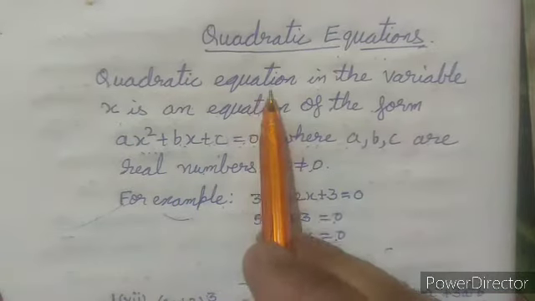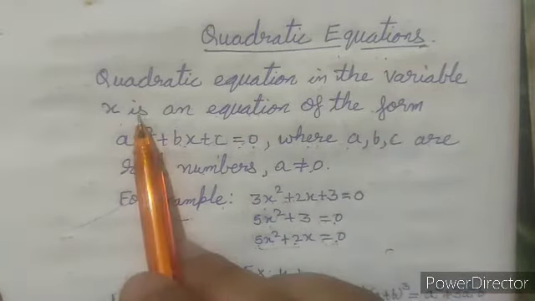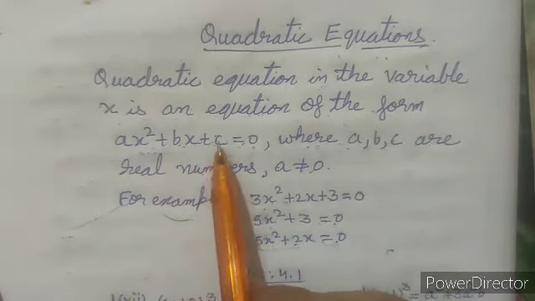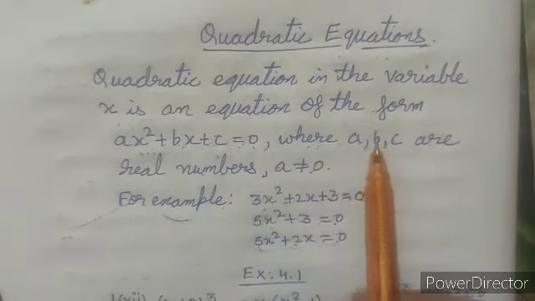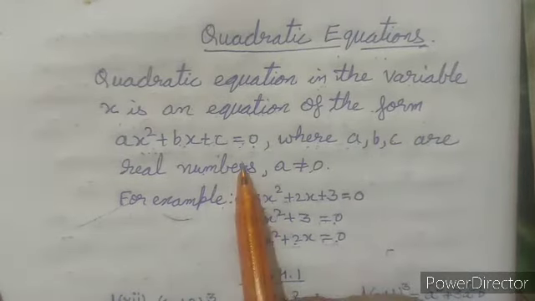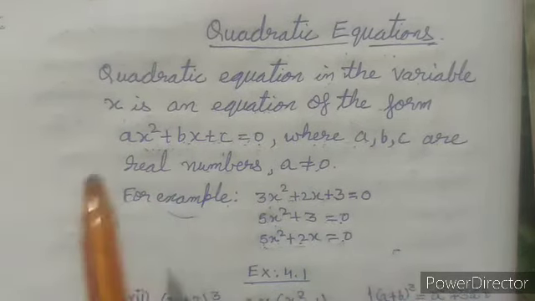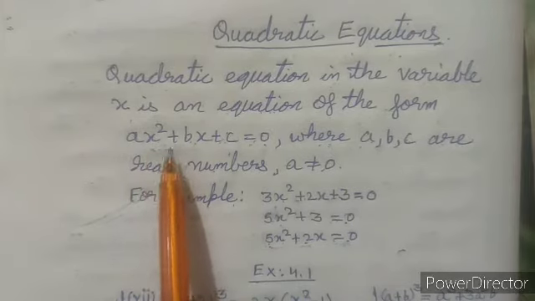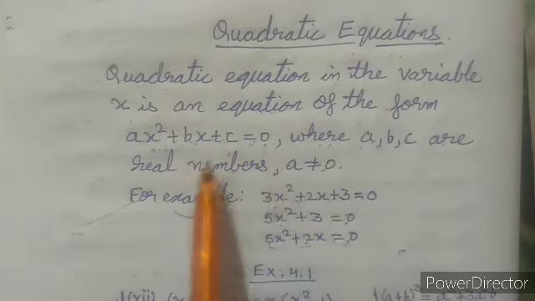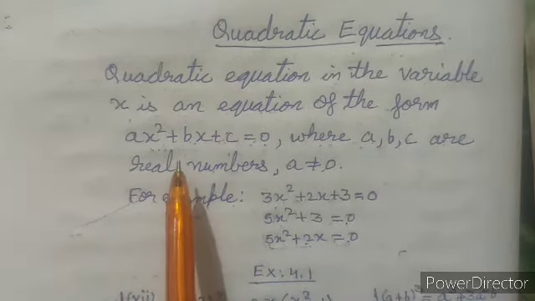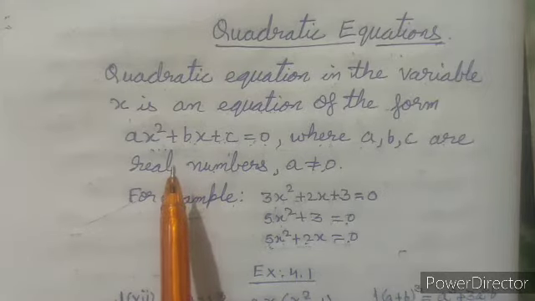Now a quadratic equation in the variable x is an equation of the form ax² + bx + c = 0, where a, b, c are real numbers and a is not equal to 0. In other words, if we equate a quadratic polynomial with 0, it gives us the quadratic equation. As you know, a quadratic polynomial is a polynomial whose degree is 2, or you can say the highest power of the variable is 2.